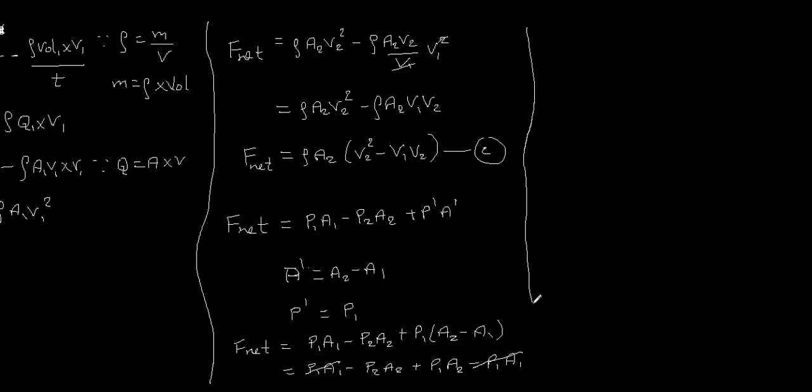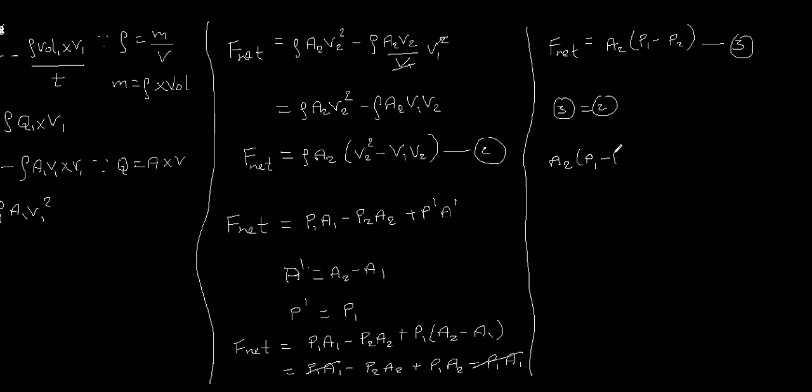So again here we can write the net force acting on the liquid is equal to, when you take A2 as common, A2 of P1 minus P2. Okay, assume this equation as 3. So as per the momentum principle, equation 3 can be equal to equation 2 only. So writing both the equations equal, A2 of P1 minus P2 is equal to rho A2 of V2 square minus V1 V2. Okay, so this A2 gets cancelled.